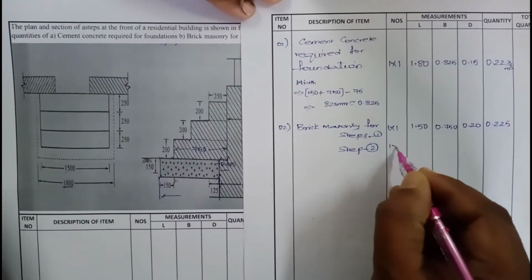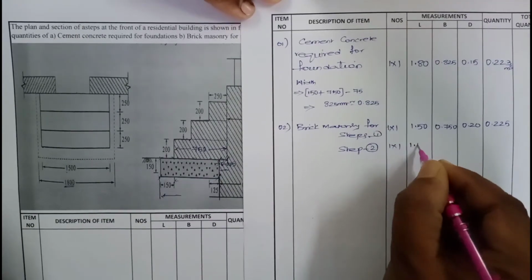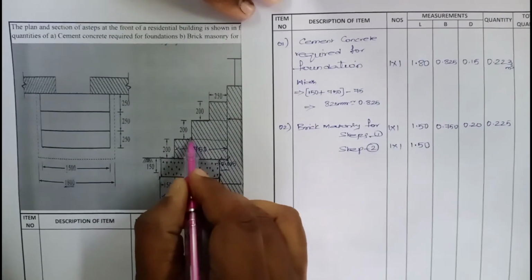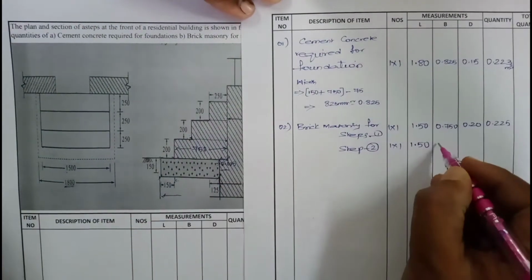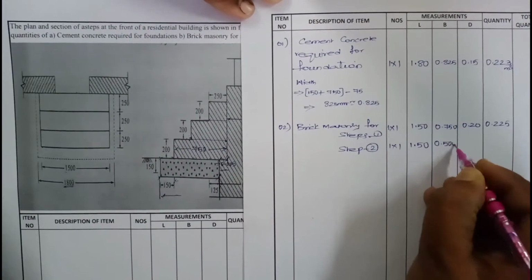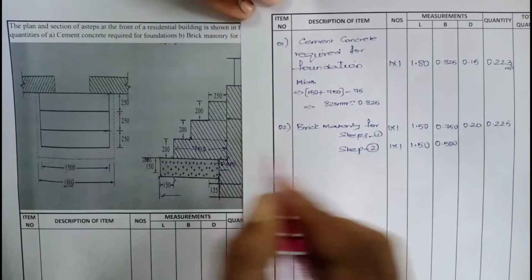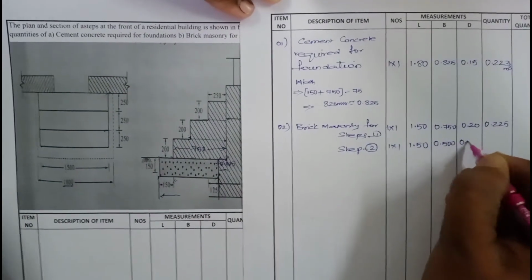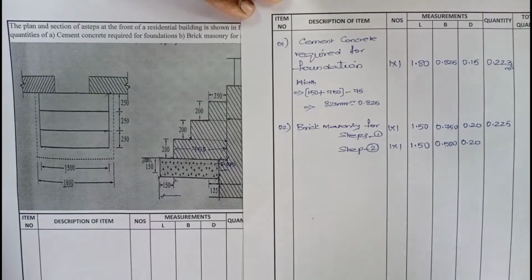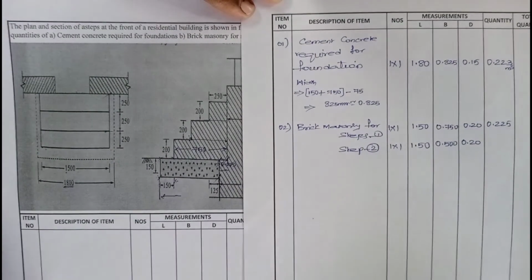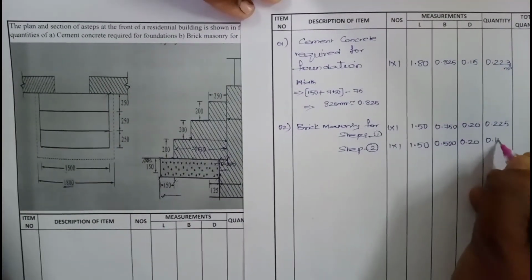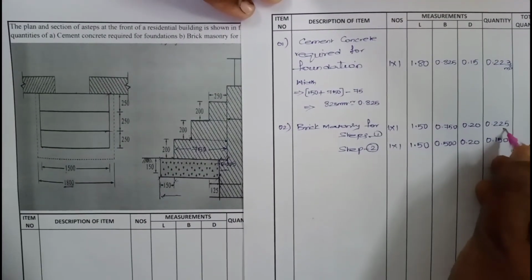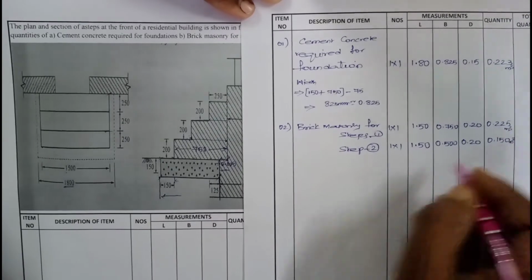Step 2 is the same, 1 by 1, length is the same. The width from here to here in total is 250, so 0.5 only from here to here. Again the depth will be the same, so 1.5 into 0.5 into 0.2 is 0.150. All are meter cube only, masonry.